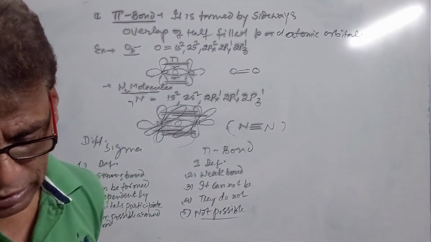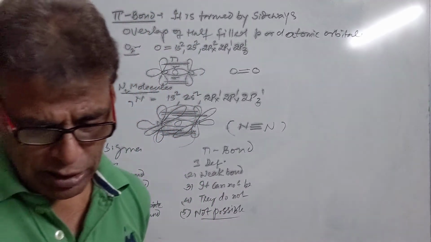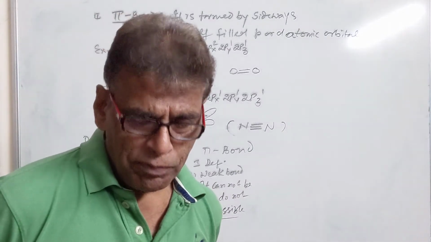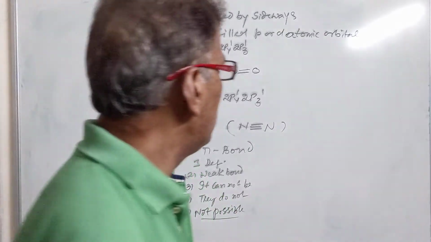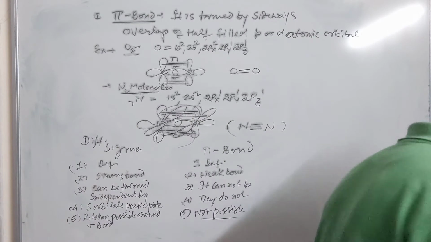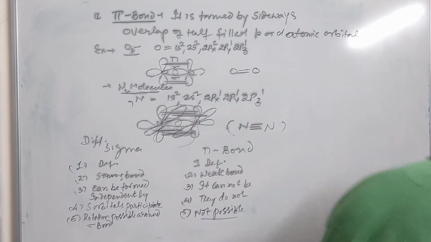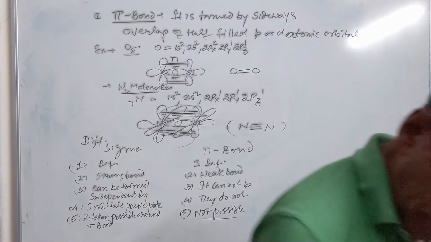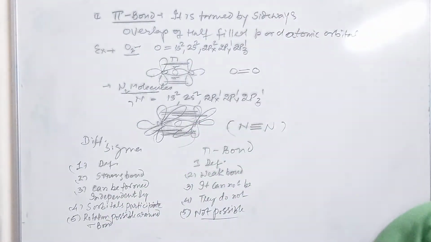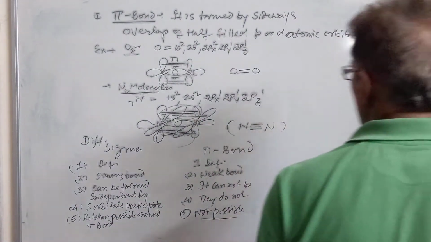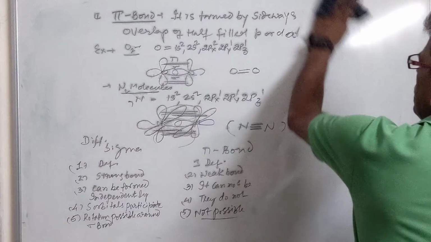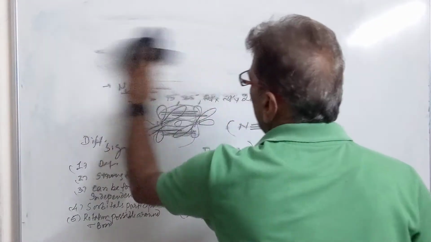So these are the differences between the sigma and pi bond. Now we come to another very important question, that is discuss the Born-Haber cycle. Born-Haber cycle is used to calculate the energy changes during formation of ionic bond.